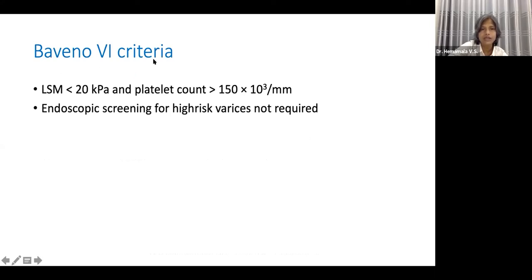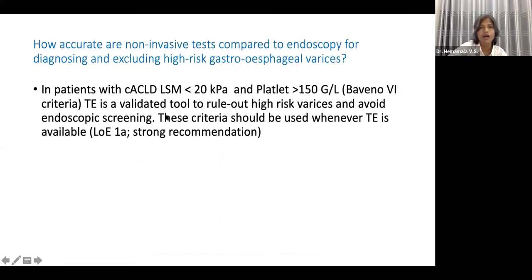The Baveno 6 criteria, that is, if your liver stiffness is less than 20 and the platelet count is more than 150, then probably the endoscopic screening for high-risk varices is not required. How accurate are these tests compared to endoscopy for diagnosing and excluding high-risk gastroesophageal varices? So this has now become a strong recommendation. Transient elastography is now a validated tool to rule out high-risk varices. Okay, so this is a strong recommendation now.